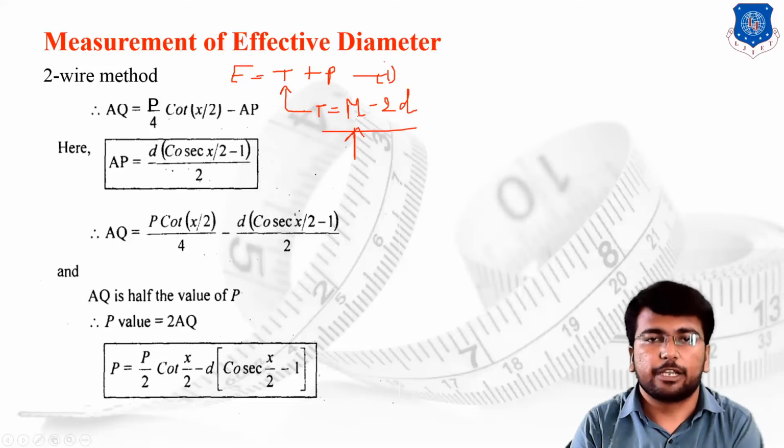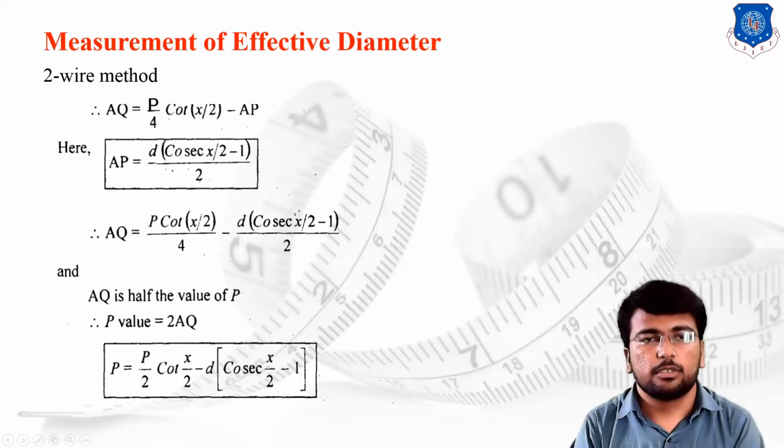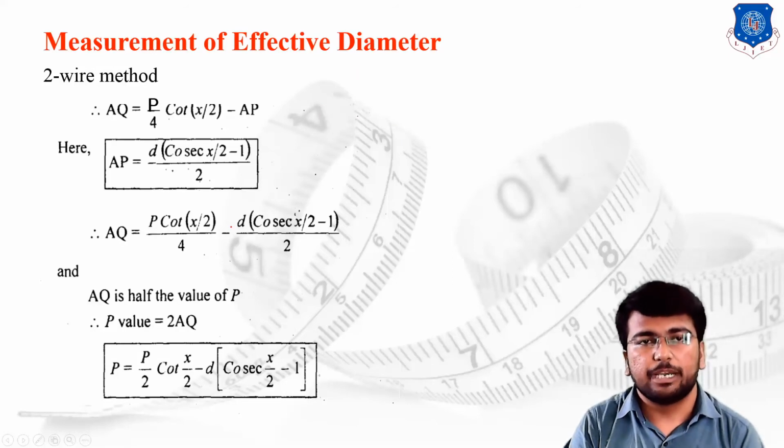M is found by using the micrometer. D, you are taking the wire, you know the value of the diameter of the wire. So by using this particular equation, you can measure the effective diameter of the external thread by using the 2-wire method.